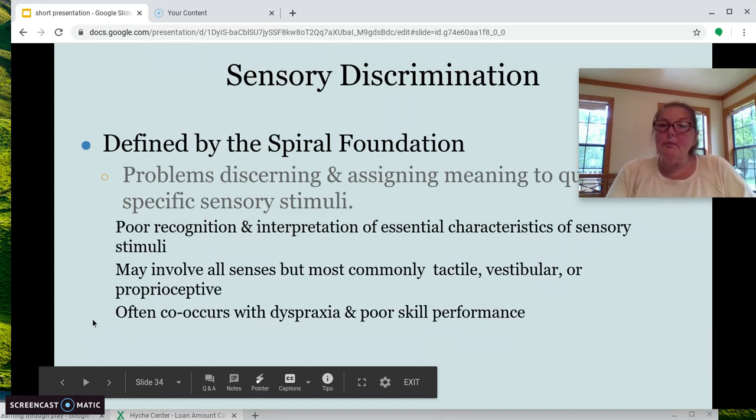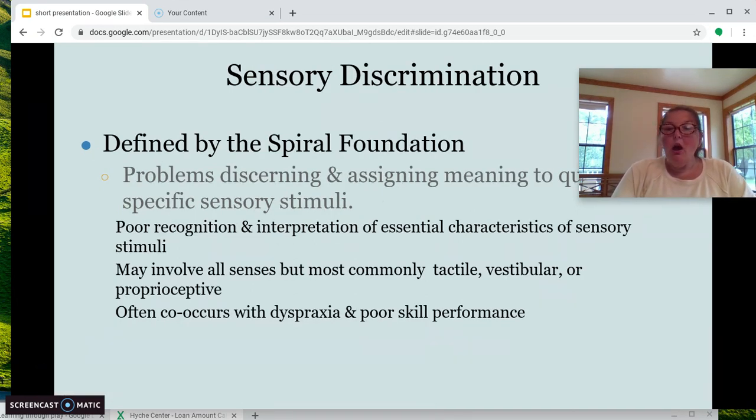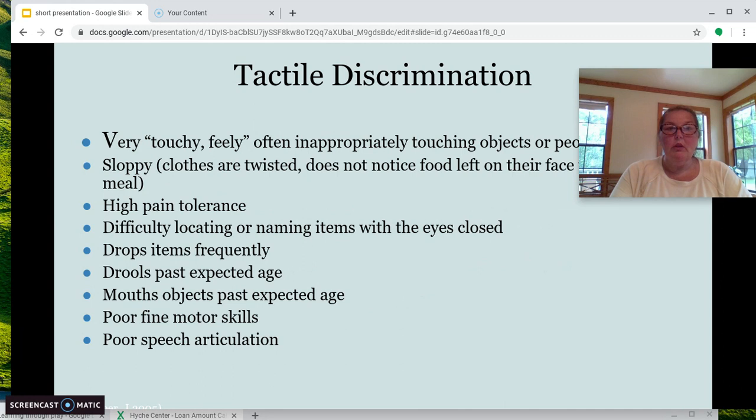Now, the next type is sensory discrimination. Our ability to discriminate is just our ability to identify an object by one of our sensory systems. We can look at something and know what it is. Women, we often reach into our purse and pull out a pen without looking. That's tactile discrimination.